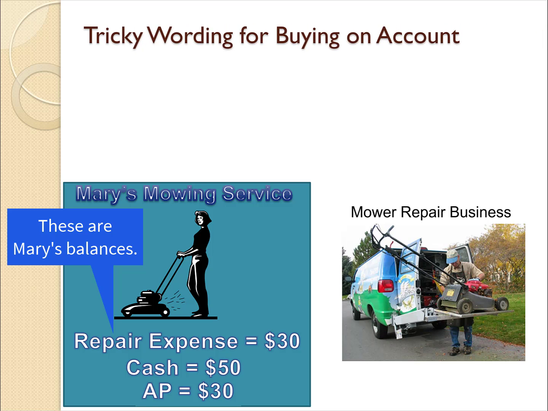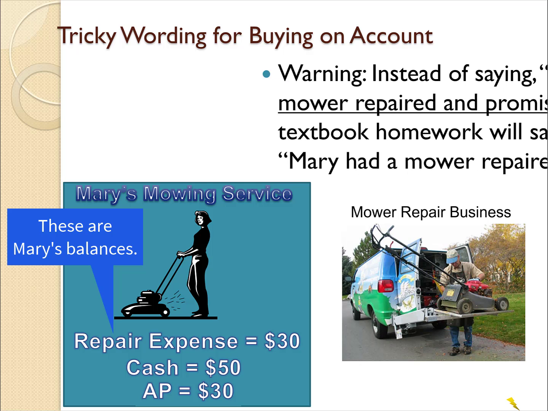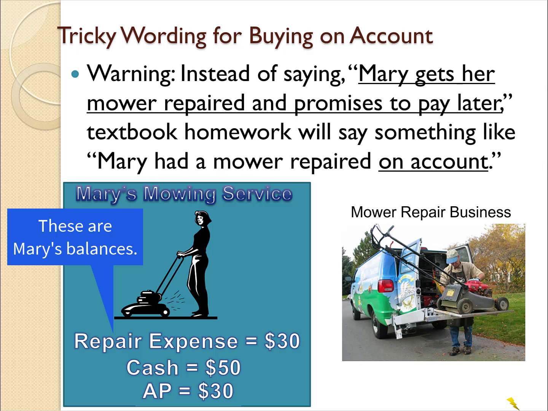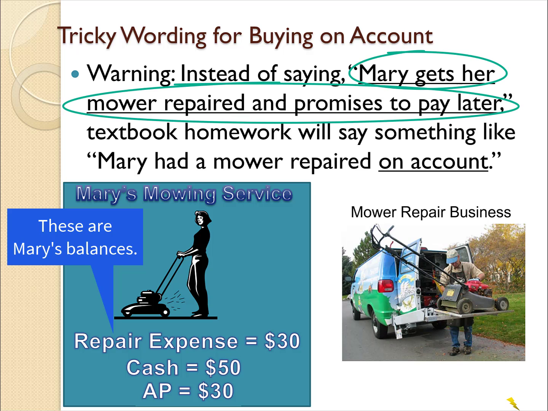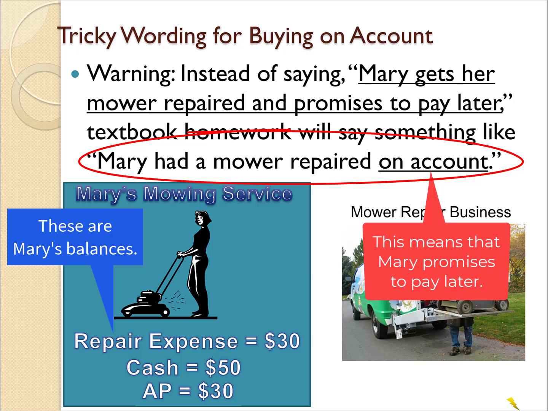Now, of course, the textbooks can't make it easy. They always use some tricky wording for buying on account. So instead of saying something nice and simple like, Mary gets her mower repaired and promises to pay later, the textbook homework will say something like, Mary had a mower repaired on account. So if it says she had something repaired on account, you need to know that that means she's going to pay later.